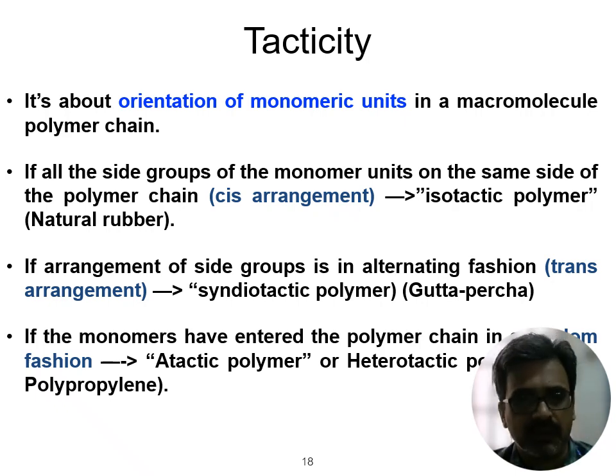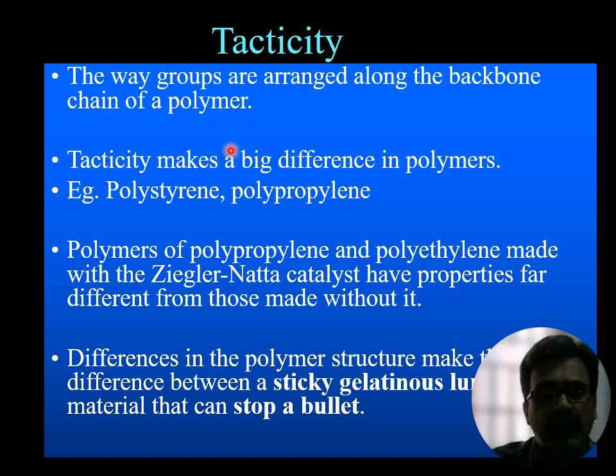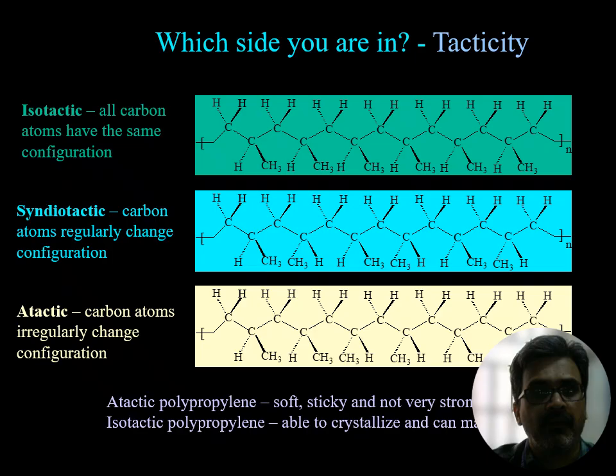There are several examples for this. So tacticity is a very important property. It makes a big difference in the polymer. One such example is polypropylene and polyethylene with Ziegler-Natta catalyst. They have very different properties depending on the stereo arrangements. Depending on the tacticity, it can be either very rough or sticky and gelatinous, and lumps can also be formed. So the tacticities you can understand are isotactic, syndiotactic, and atactic.